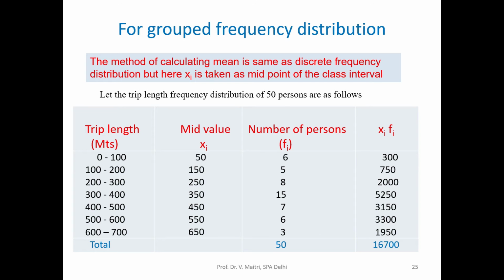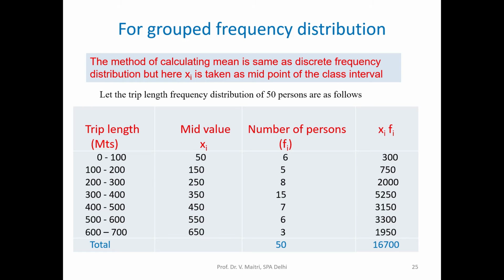Now for grouped frequency distribution, first of all we calculate the mid values, and then the formula is the same. As we have done for ungrouped frequency distribution, the formula is exactly the same. Let's see in this example.